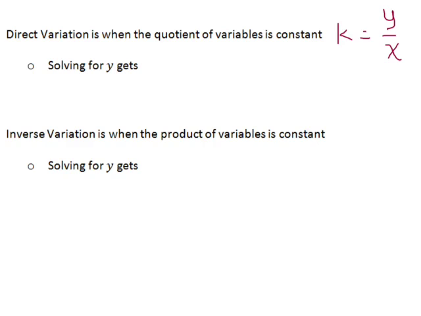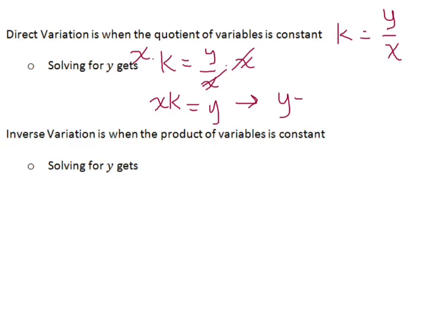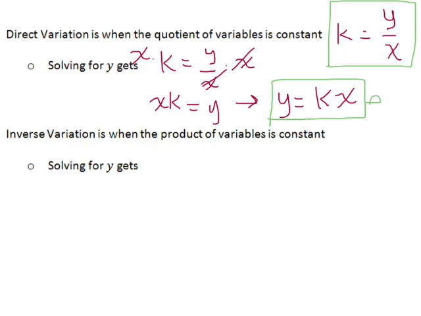If we solve this equation for y, we multiply x on both sides, and we get y equals x times k, and then cleaning that up a little bit, we get what we're more familiar with, which is y equals k times x. So this equation, k equals y over x, helps us to find the value of k, and y equals k times x helps us to get the equation itself.